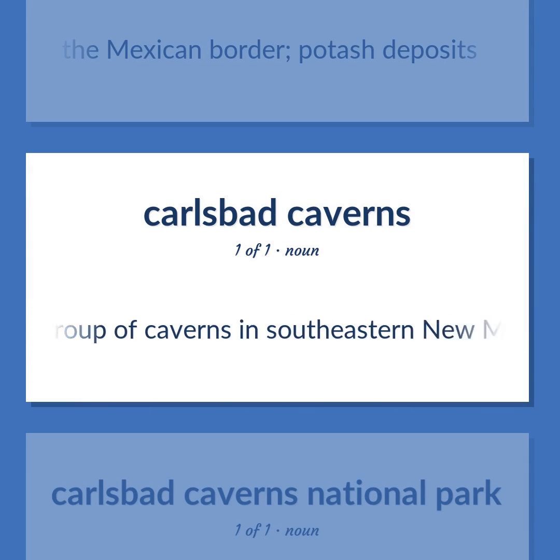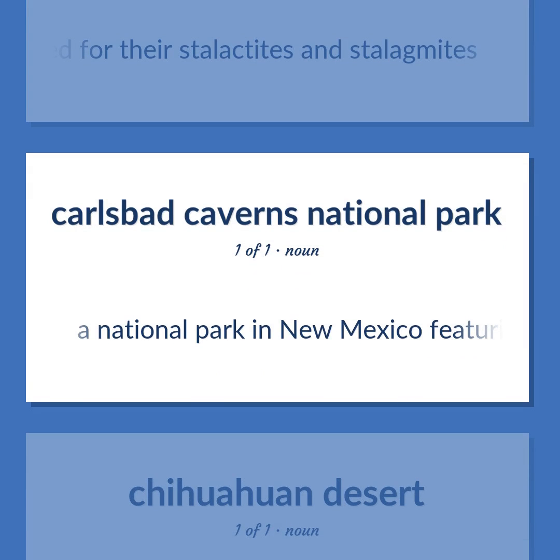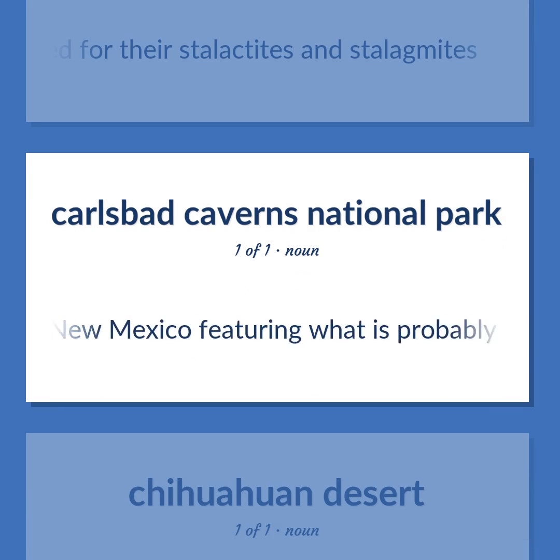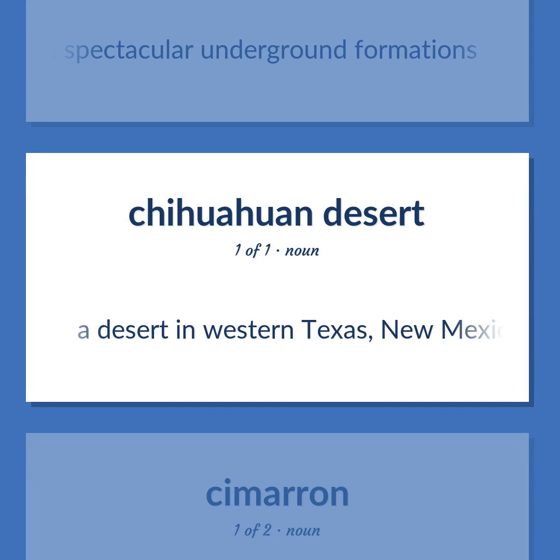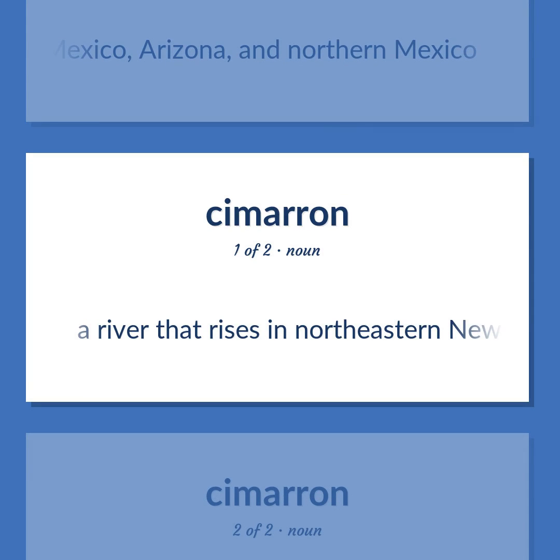A group of caverns in southeastern New Mexico noted for their stalactites and stalagmites. A national park in New Mexico featuring what is probably the world's largest cavern with spectacular underground formations. A desert in western Texas, New Mexico, Arizona, and northern Mexico. A river that rises in northeastern New Mexico and flows eastward into Oklahoma, where it becomes a tributary of the Arkansas River.